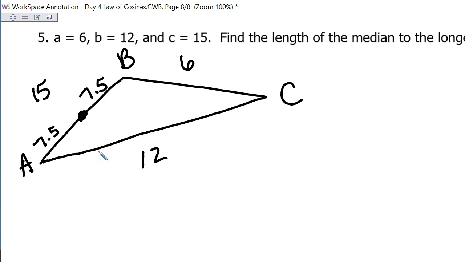And we want to find the length of that median, so I'm going to call that x. In order to solve for x, we really need to know an angle. But were we given any angles here? No. So in order to solve for an angle, we need to use the big triangle. Right now we have 3 triangles. We're going to be looking at the big triangle first.